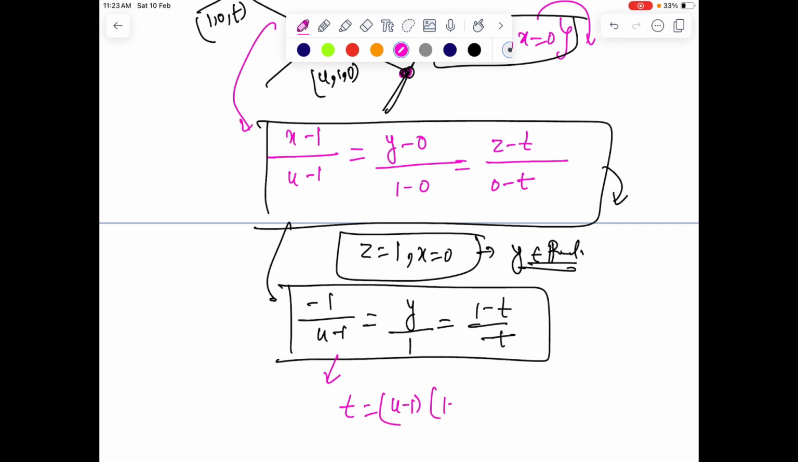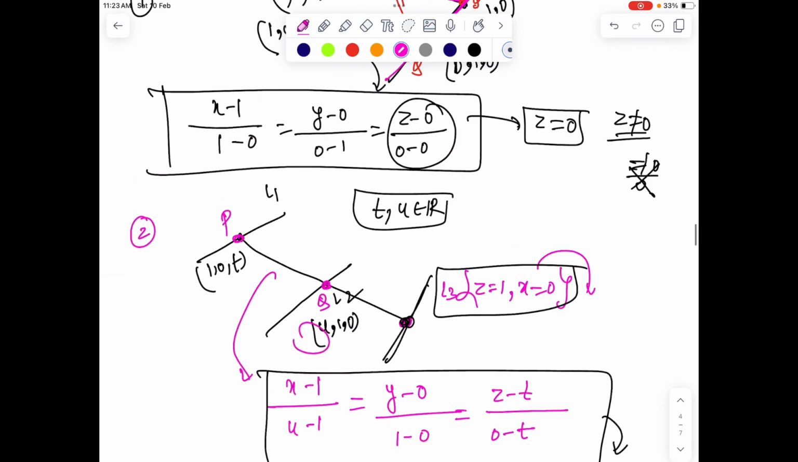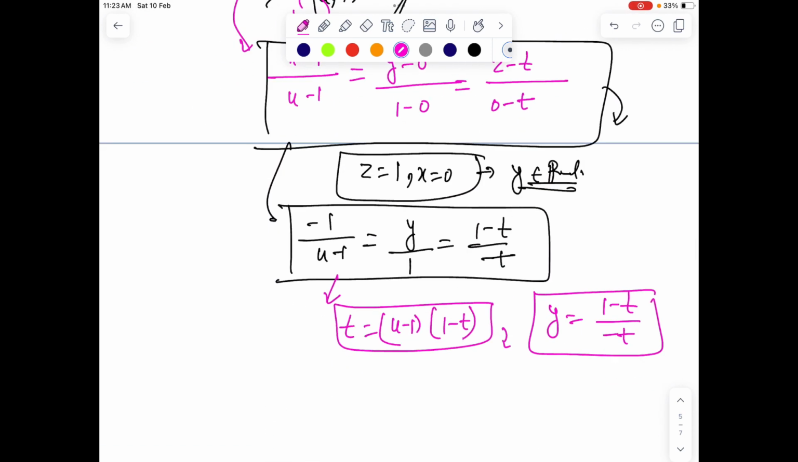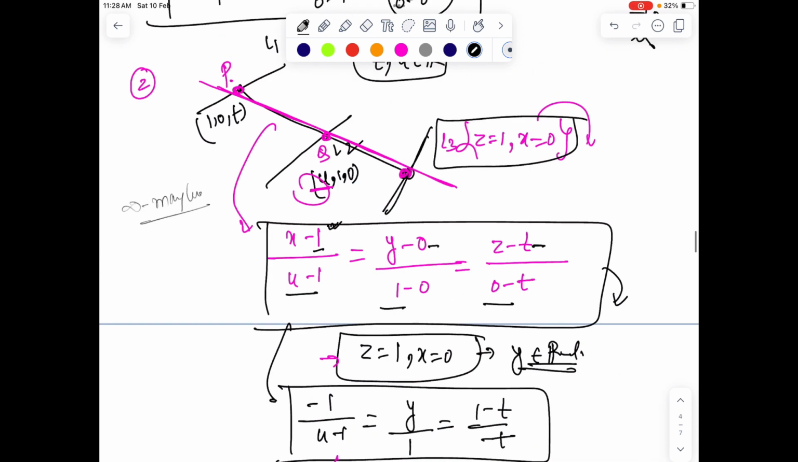And now we got a relation between u and t. Right? So t equals u minus 1, u, 1 minus t. And y is given by 1 minus t by minus t. Now what does this relation signify? As you can see, u is a completely free variable and t is a completely free variable. So there is a relation between u and t. Once you got t and u related with this relation, we already know y is going to be 1 minus t by minus t.